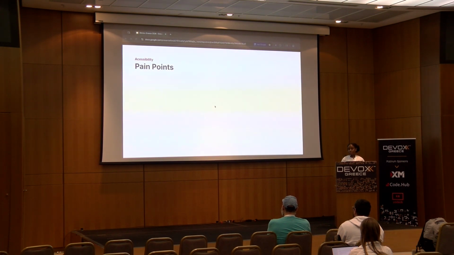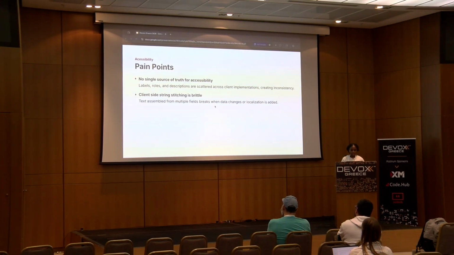So with those gaps come pain points. There's no single source of truth for accessibility. Labels, roles, and descriptions are scattered across client implementations. Client-side string stitching: to construct these strings, for example, when we have lists or components that are grouped together like cards, many times, depending on the developer, you will construct a string and say that this is the way it's going to be spoken out to the user.